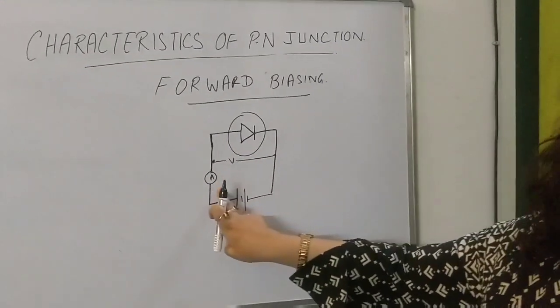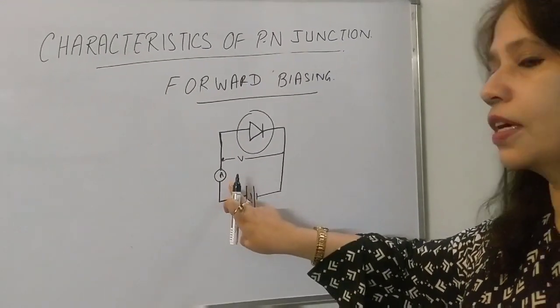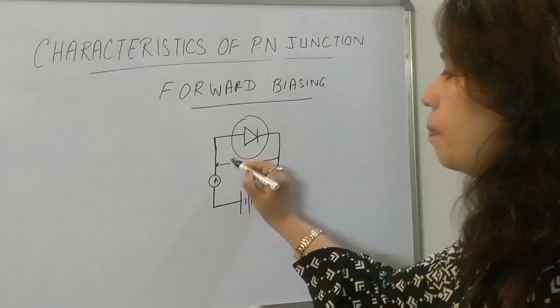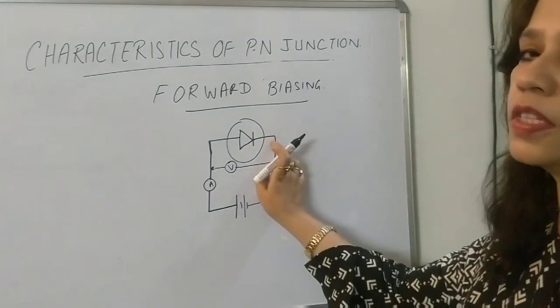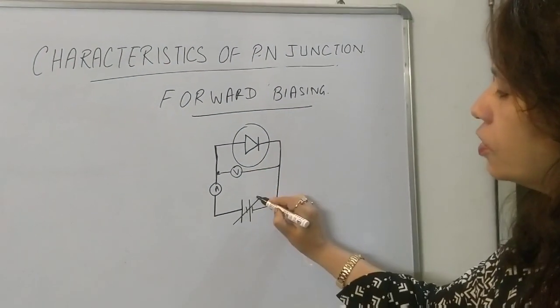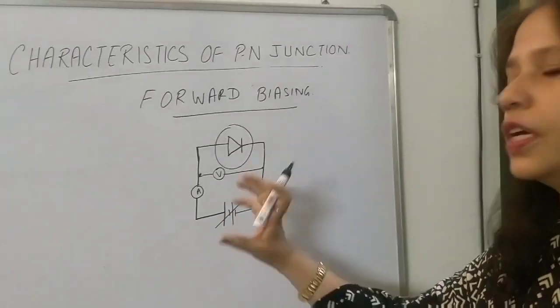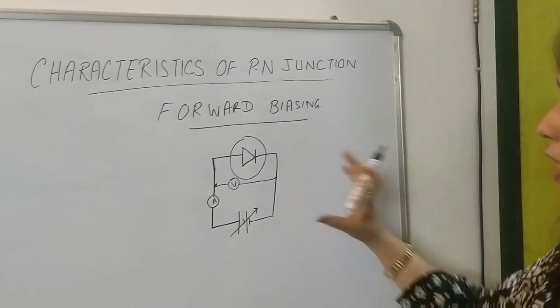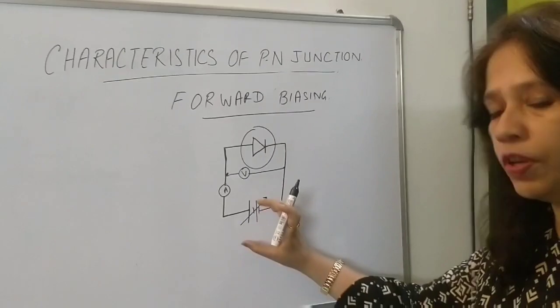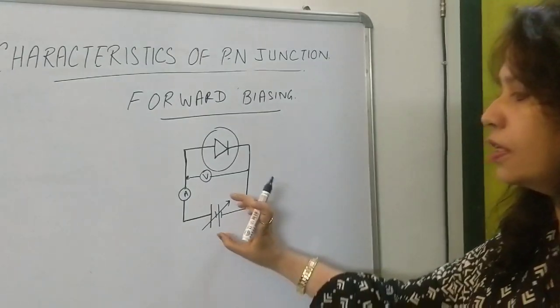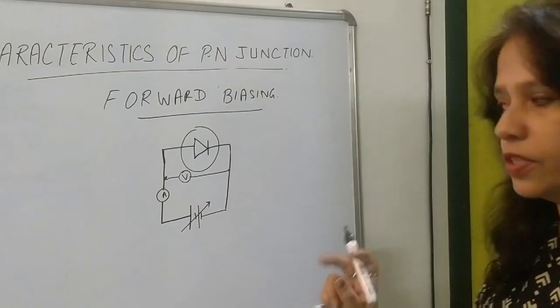Now what is the function of ammeter here? Ammeter measures the current and voltmeter measures the voltage across the diode. Here a variator is also there because we have to change the power supply. Now let us see what happens when we are changing the supply voltage.